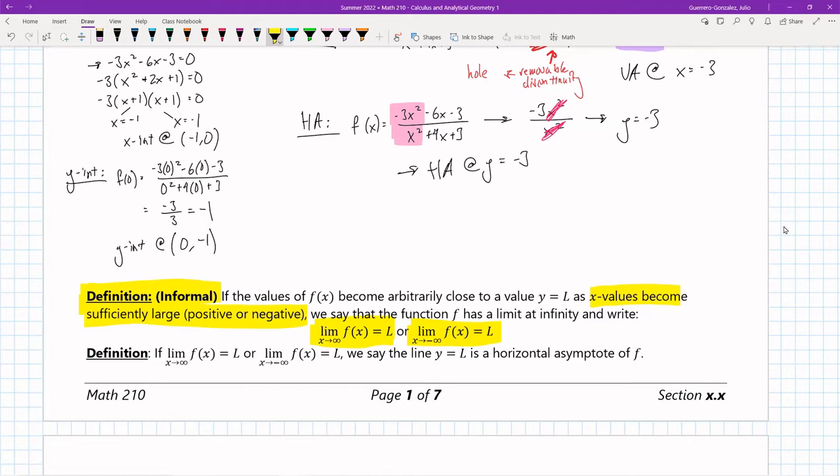Does that make sense? Okay, and now we get to go into a definition that's much more explicit about a horizontal asymptote. It's whenever these two things head to a specific value L. That line, the y equal L, is our horizontal asymptote. Okay.